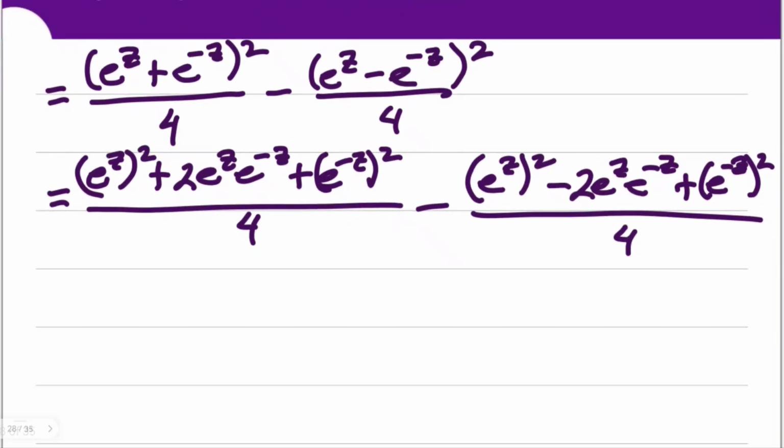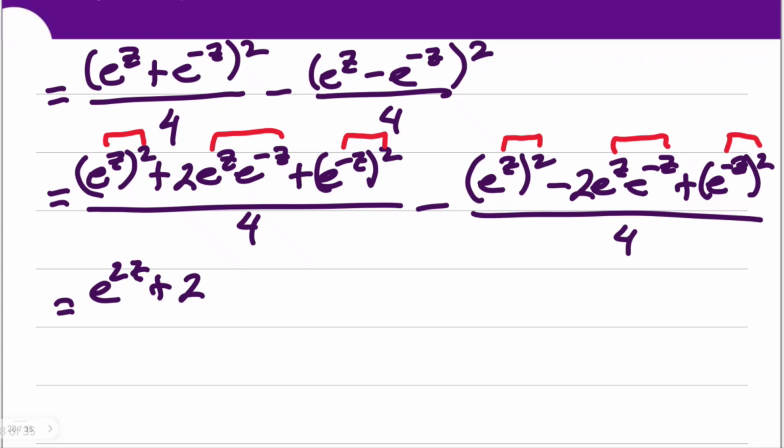This time, let's try to combine the exponents using the power law, multiplication law, or you can say the product rule. You can also use those terms. So you have e to the power of 2z, plus 2, that's e to the power of 0, right? Because that's z minus z. Then you have here plus e to the power of negative 2z, all over 4.